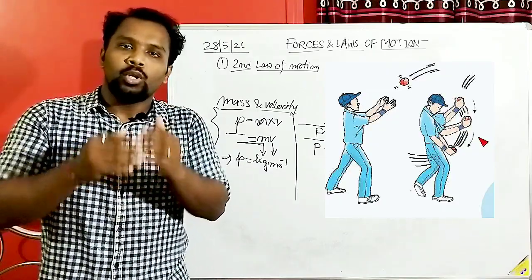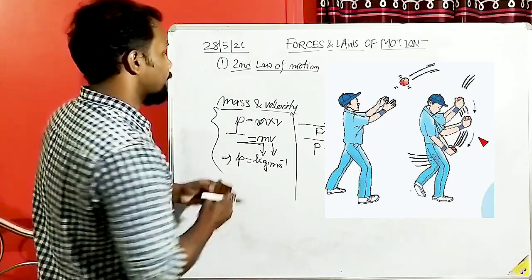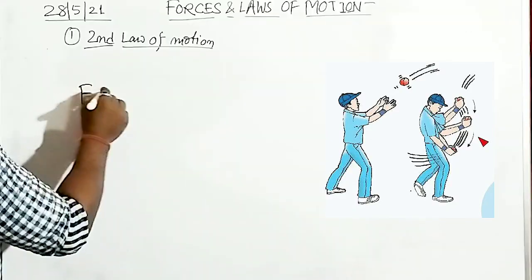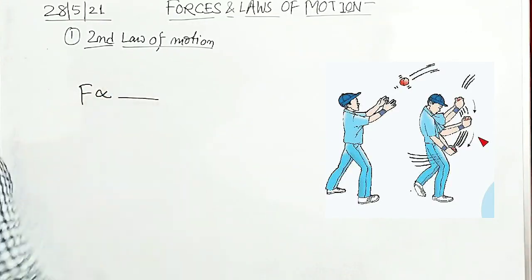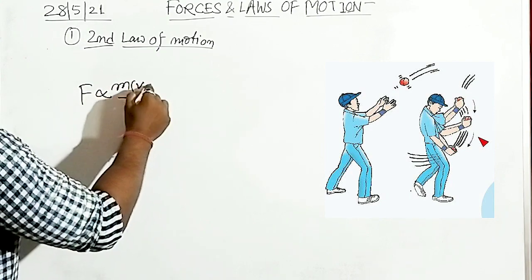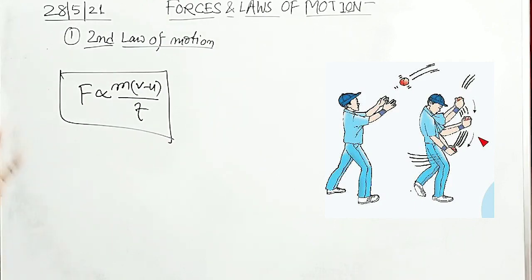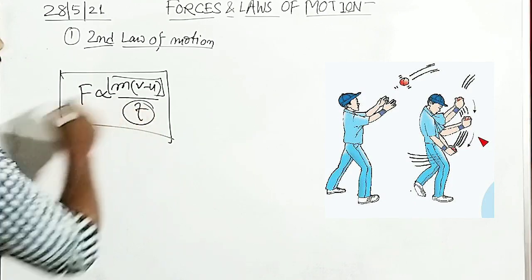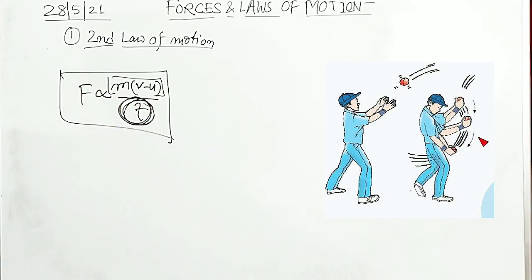Whenever we calculate the rate of change of momentum, what do we get? Look closely at the board. We get that force is proportional to m(v minus u)/t. This is a factor, but we will not consider this one first. We will consider this factor: F is inversely proportional to t.